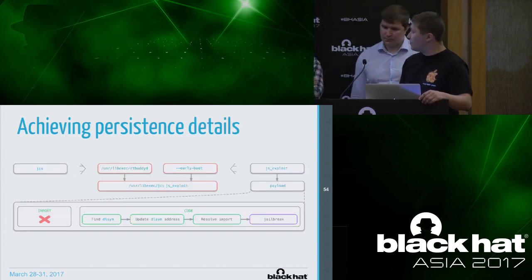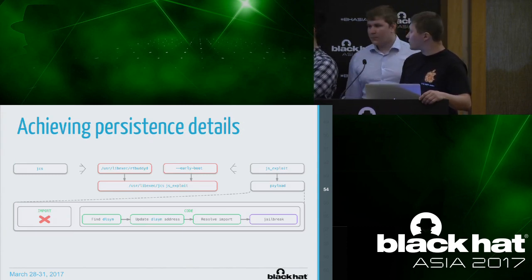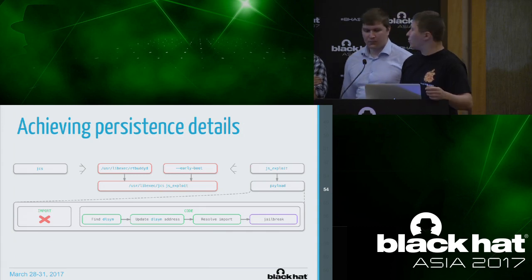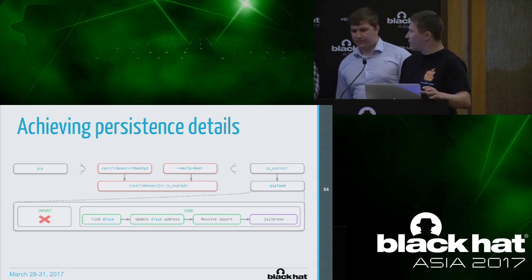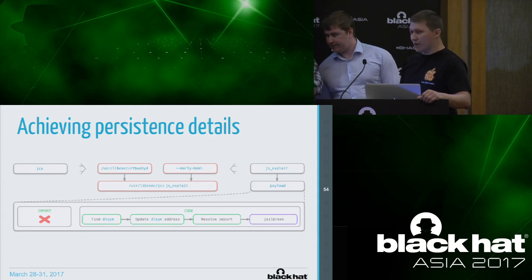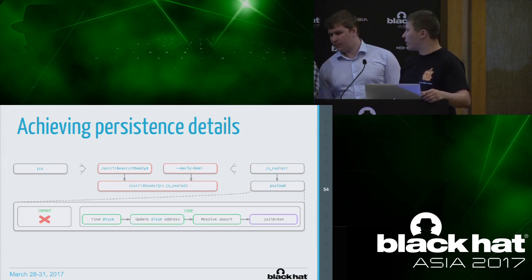We replace the rtbuddyd service with GSC, and then we create an early boot file, which is essentially a JavaScript exploit with a payload. When the system starts, it executes rtbuddyd minus early boot, which is essentially the JavaScript exploit. It looks easy, but the payload needs to be crafted specially because you don't have a loader or anything like that in there. So our payload doesn't have imports. We need to find dlsym in memory, then update the address, then resolve all the imports. And then finally, using some code sign bypass trick, we run our jailbreak binary.